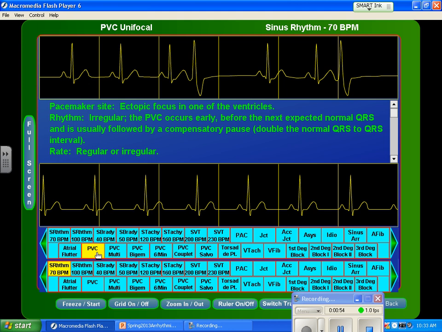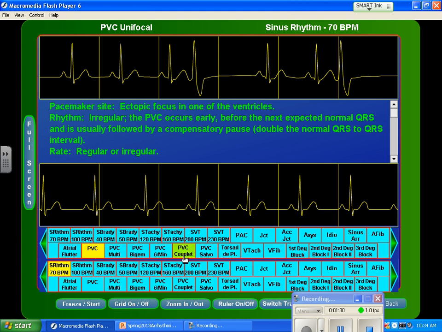So when we talked about PACs earlier, premature atrial contractions, we had an ectopic focus in the atria that was causing that extra beat. Now we have an ectopic focus in the ventricles, causing an extra ventricular contraction. So it's a premature ventricular contraction. There's a bunch of terminology that you'll hear when you're listening to them give you that telemetry report. You have unifocal. Unifocal PVCs means that there is one area in the ventricles causing those ectopic beats.